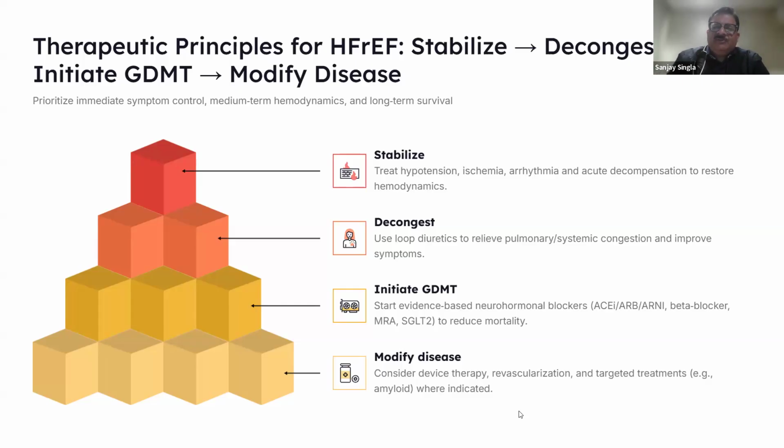Then initiate GDMT. We have to start GDMT as early as possible. Earlier evidence was that it should be started in a sequential manner. But right now the data says that we have to start it as early as possible with all 4 drugs together, maybe in minimal doses, and we can escalate the doses of all the GDMT drugs. Then modify disease: we have to consider device therapy, revascularization, and targeted treatments wherever indicated as per the etiology of the HFrEF.